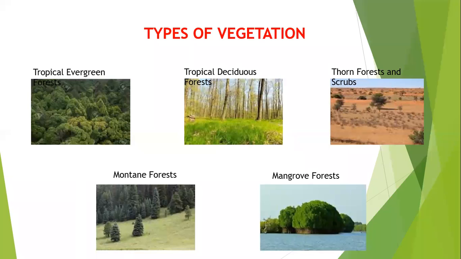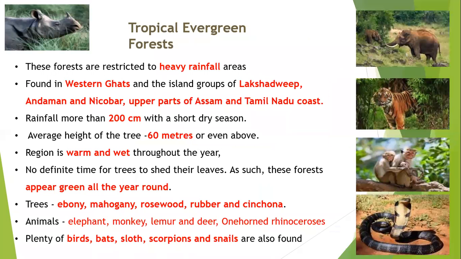So now we will start with understanding what you all wrote last class on your own after your observations. Let's discuss the forests. Tropical evergreen forest. These forests are restricted to heavy rainfall areas. In India, they are found in the Western Ghats and also the island groups of Lakshadweep, Andaman and Nicobar, and the upper parts of Assam and Tamil Nadu coast.